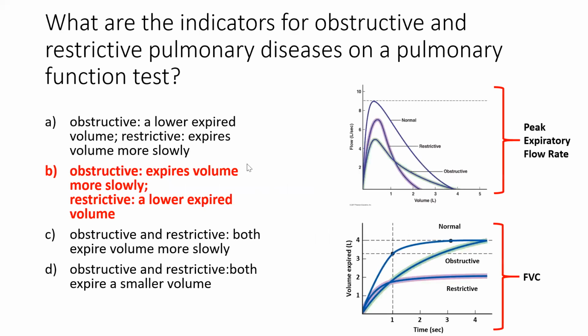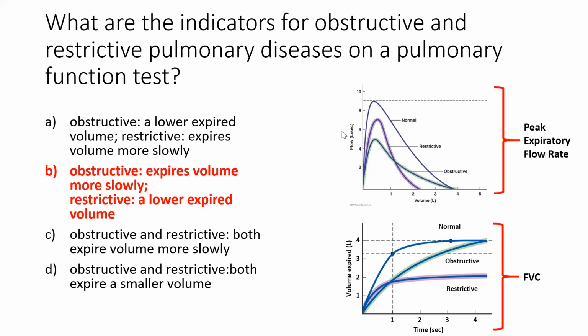So B is correct. It's obstructive, expires volume more slowly. Remember, they have an issue with the resistance because of that airway constriction. Whereas restrictive, a lower expired volume. And again, that is true because restrictive lung diseases decrease the lung compliance. So the lungs cannot expand normally. And so all of the volumes are decreased.